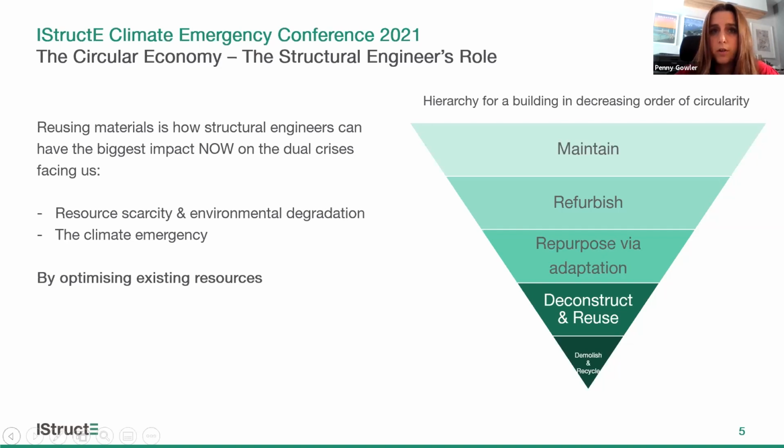So if we just run through the hierarchy here on the right, the first priority must always be to maintain our existing building stock and retain as many buildings as possible for the future. And if this is not possible, then we work our way down the hierarchy, considering refurbishment and then repurposing via adaptation. And if the building really cannot be saved, then deconstruction and reuse needs to be considered. Demolition and recycling, i.e. business as usual at the moment, it just has to stop. We can't carry on doing what we're doing.